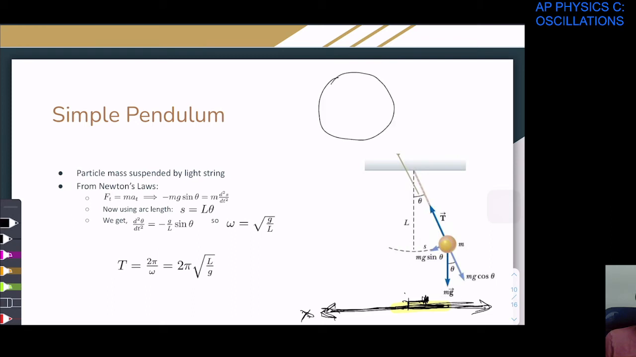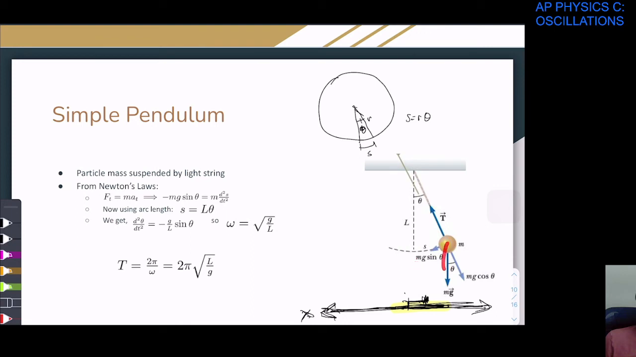So if you imagine a circle here, and this here is S, say S is equal to R times theta, where R is the radius of the circle. We're going to use that fact, and the other thing we're going to note is that the force is mg times sine theta.